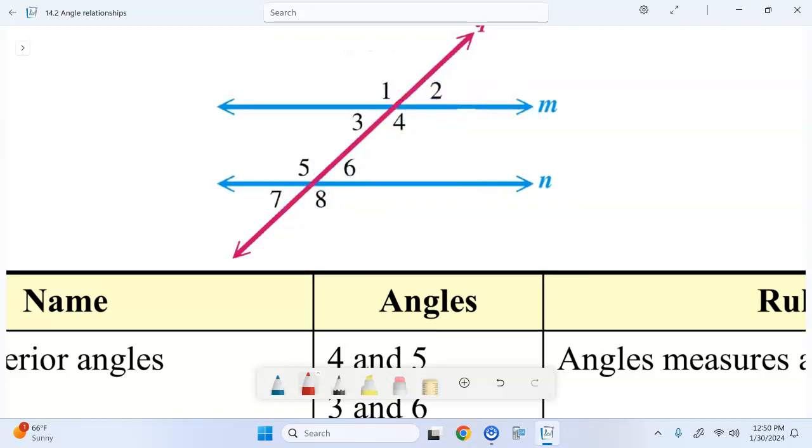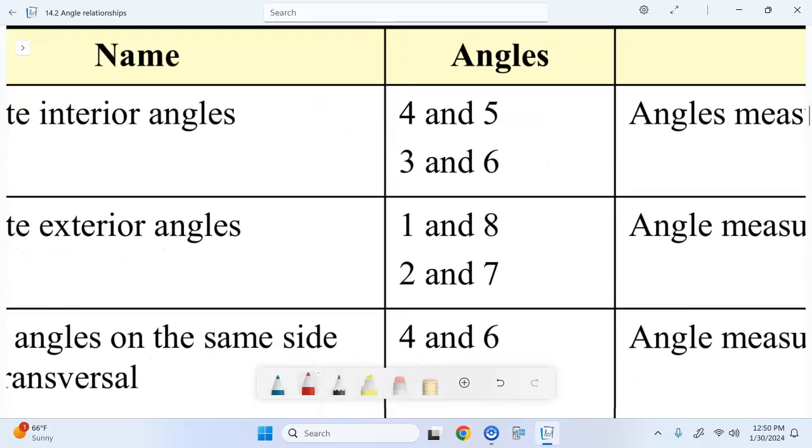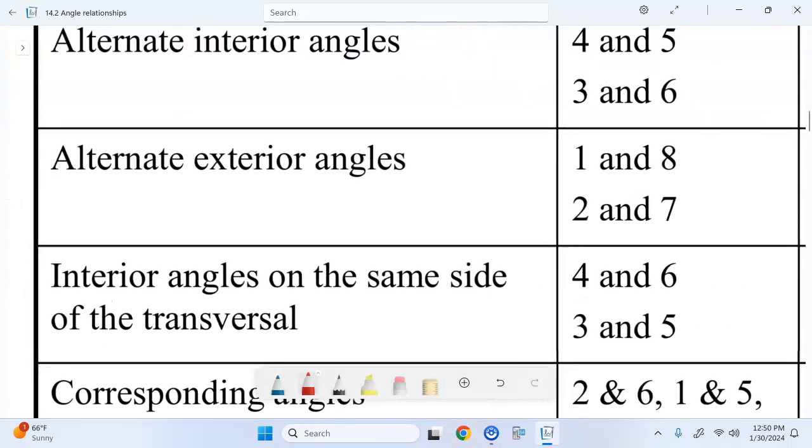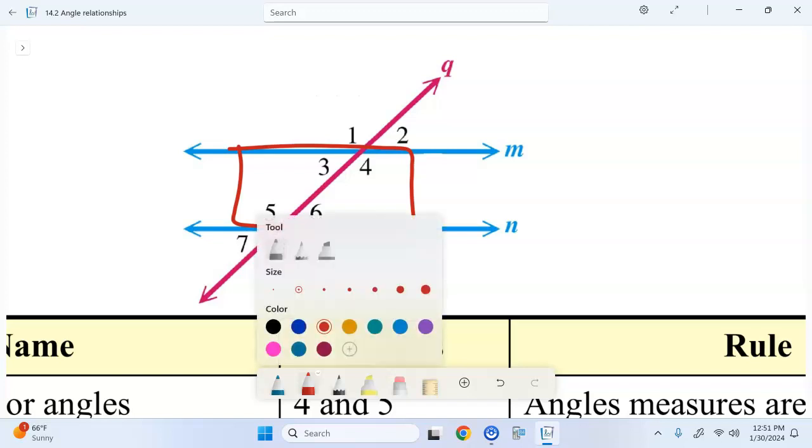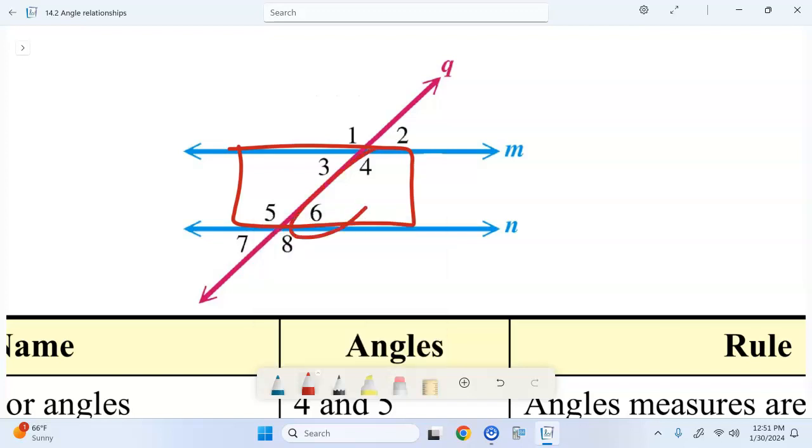We also have, what's the next one? Same side interior. So same side interior, on the inside, on the same side, those are supplementary. They will add up to 180 degrees. Also, same side exterior. Those will also be supplementary. They will add up to 180.